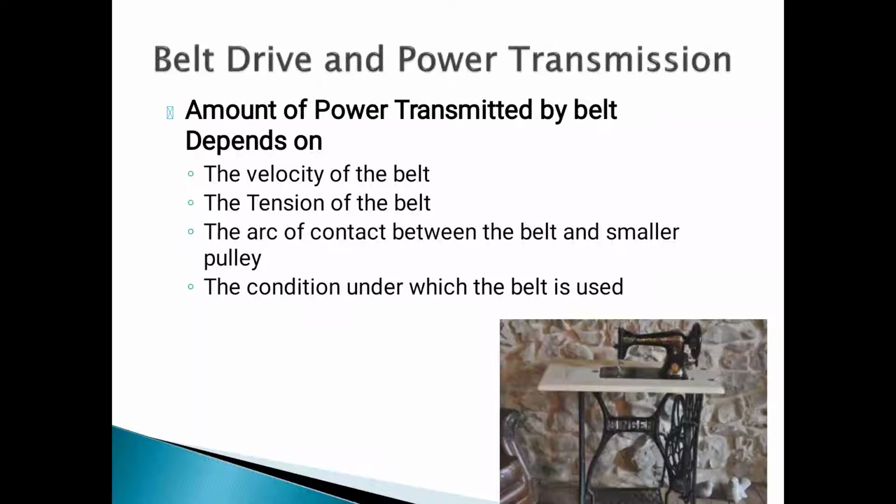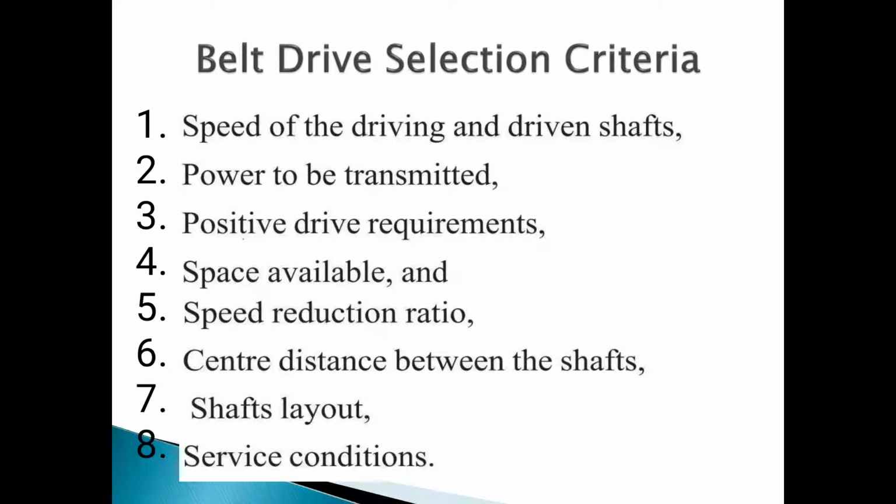Belt drive and power transmission: the amount of power transmitted by a belt depends upon the following things: velocity of the belt, tension of the belt, arc of contact between belt and smaller pulley, and the condition under which the belt is used. Belt drive selection criteria: speed of driving and driven shaft, power to be transmitted, positive drive requirements, space available, speed reduction ratio, center distance between the shafts, shaft layout, and service conditions.